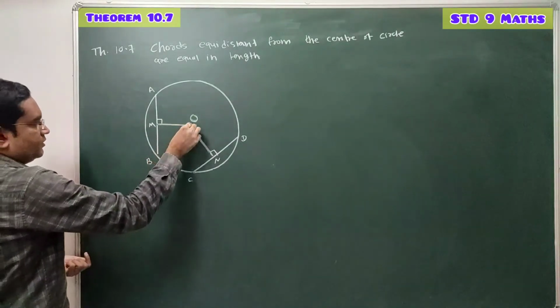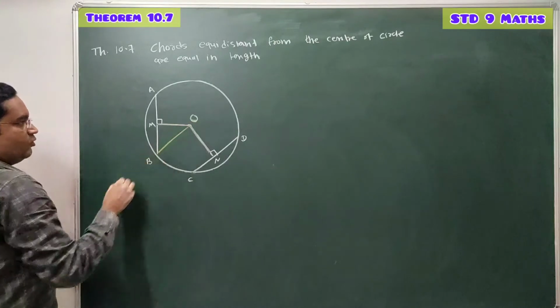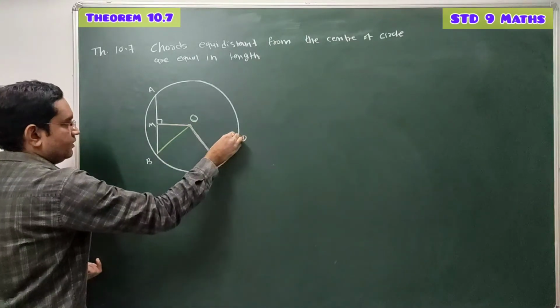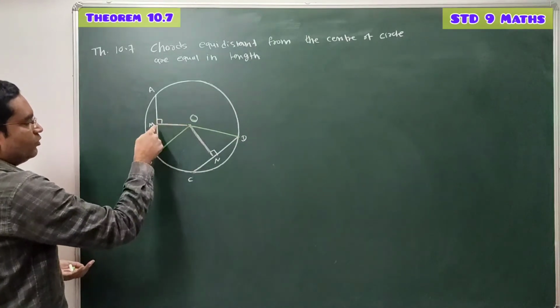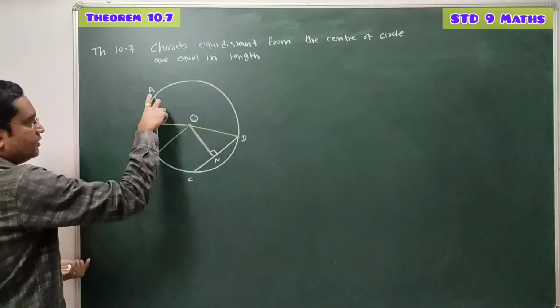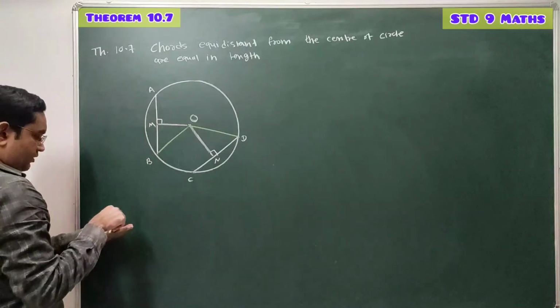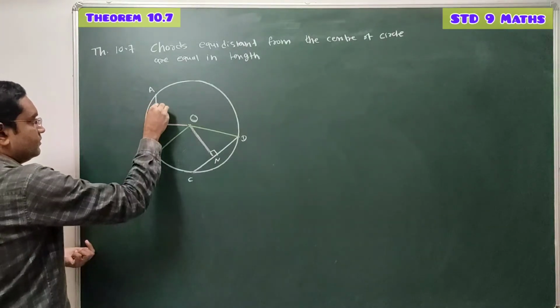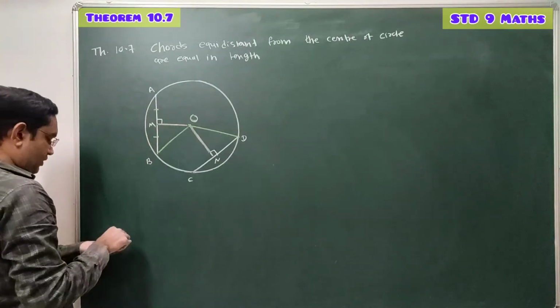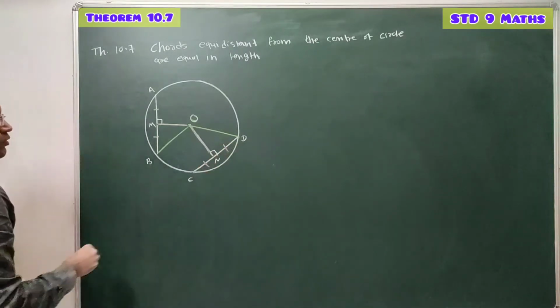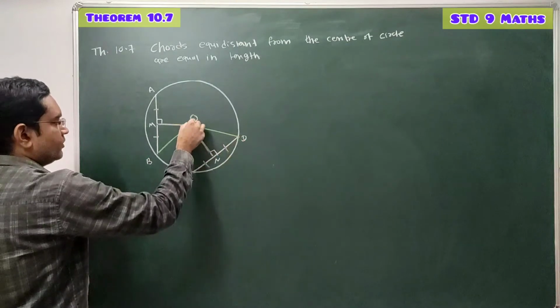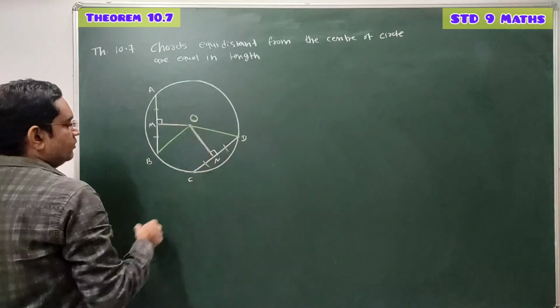Consider the radii of the circle, OB and OD. We have also proved that a perpendicular drawn from the center to a chord bisects the chord. So here M is the midpoint of AB, so the lengths AM and BM are equal, and the lengths CN and DN are equal, because ON is the perpendicular drawn from the center to the chord. So it will bisect the chord.